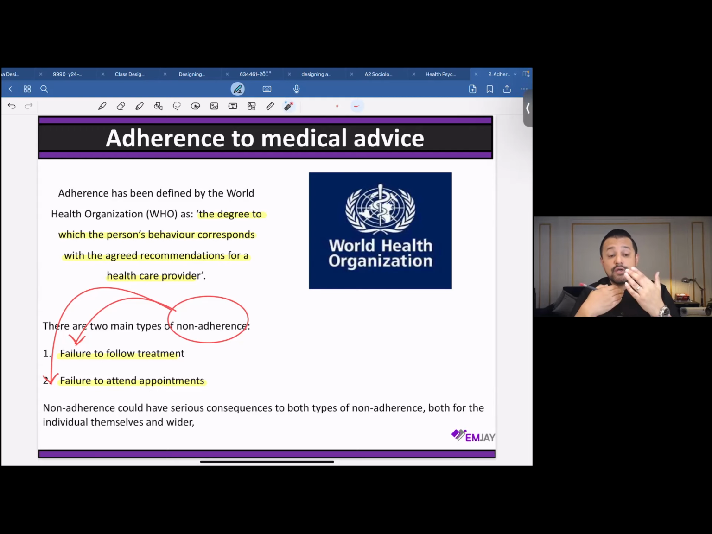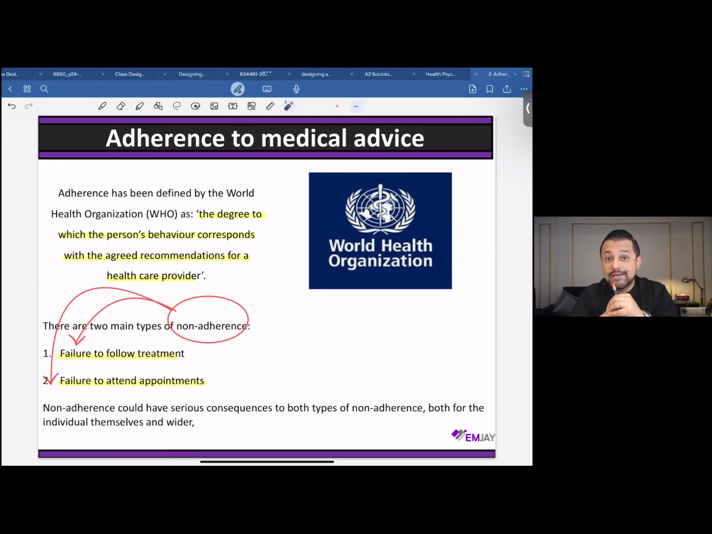So if you're not following a treatment, in other words, the illness would worsen, and eventually when you do realize that things have worsened, things might go out of control, which might result in the person losing his or her life as well. Number two, failure to attend appointments.